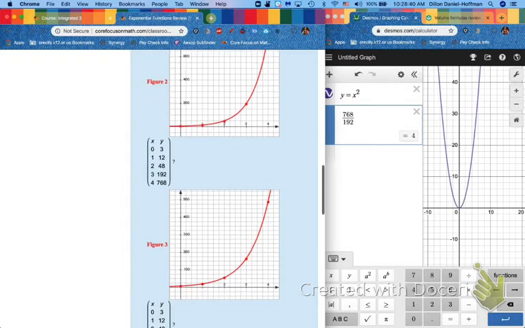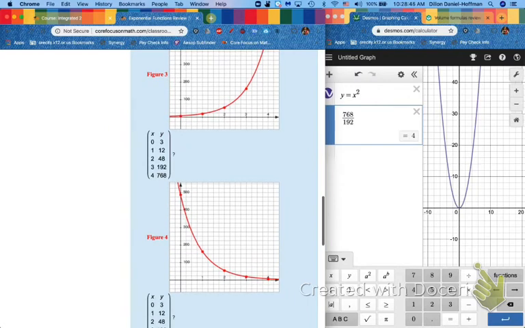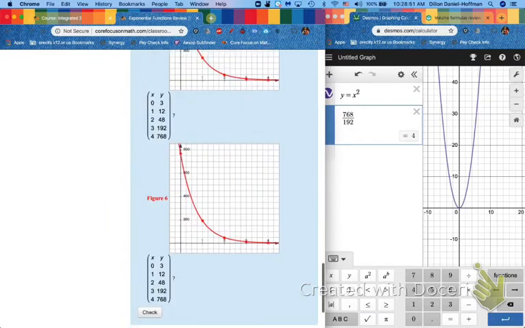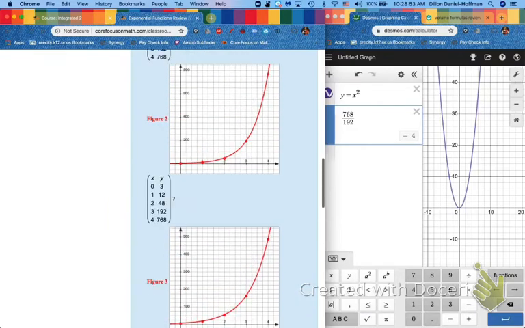So figure 3, that doesn't go up to 768. Figure 4 is going down, notice, from left to right. So therefore, we know it's automatically not that one because it's going the wrong direction. Same thing with figure 5 and same thing with figure 6. So sure enough, it's figure 2.